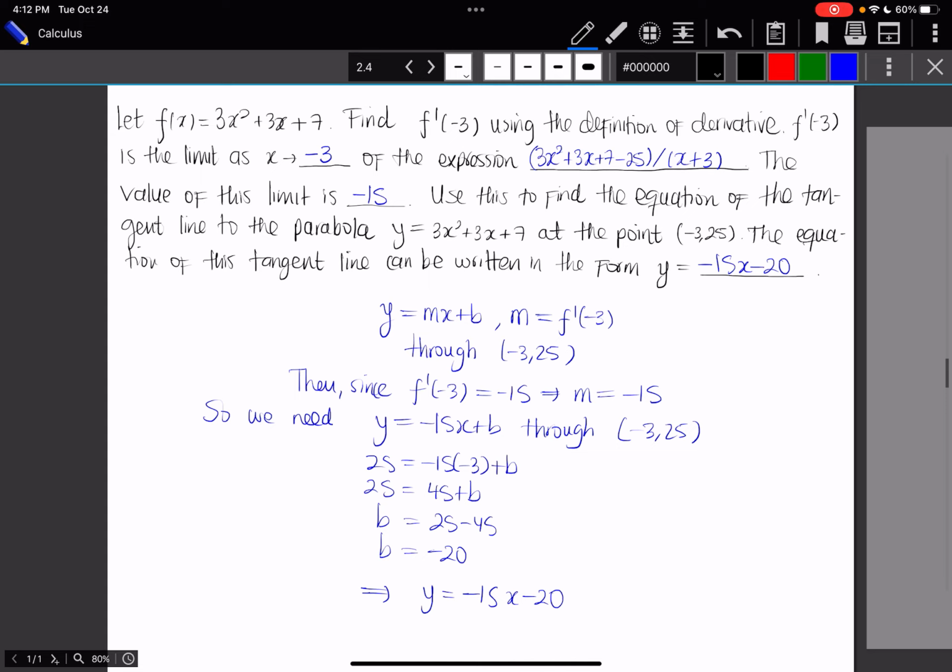So we have filled all blanks. To summarize what we did, we used the definition of the derivative to find the derivative of the function at -3, and then we used that derivative to find the equation of the line tangent to the function at the point that has x coordinate -3.